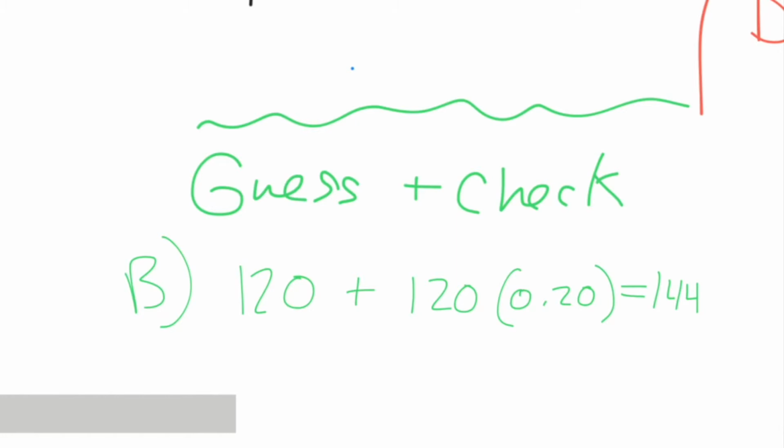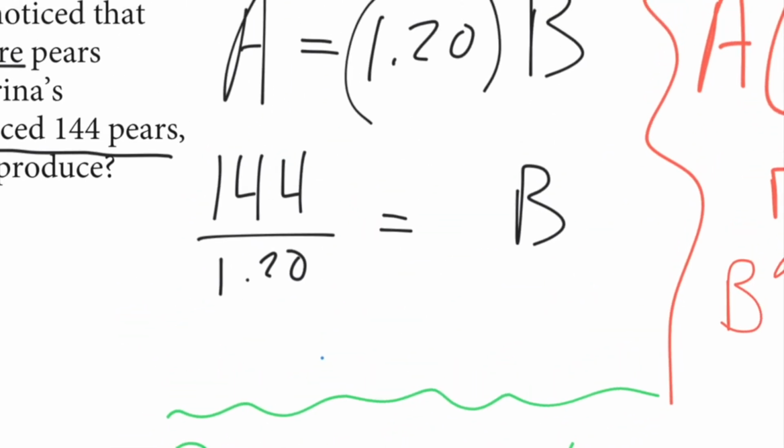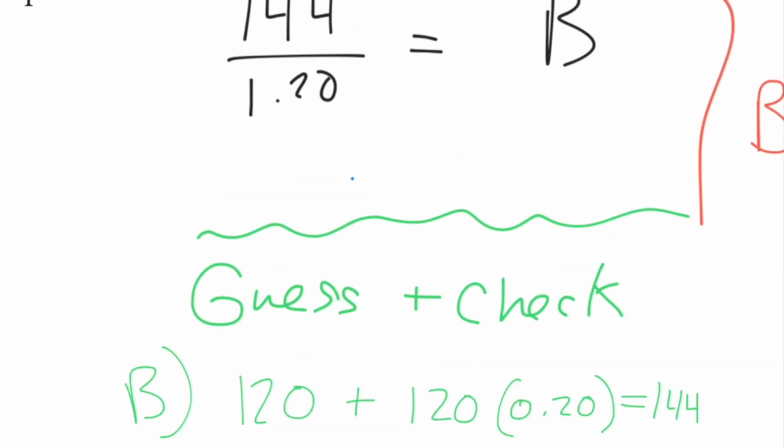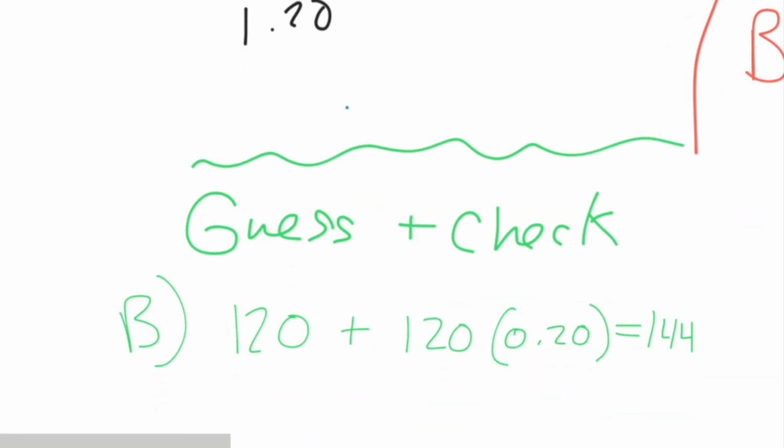And one last ditch effort, if you really don't know what you're doing, then you can just guess and check. You can plug in 120 plus 120 increased by 20%, and that will give you 144. Although I think this method is a lot faster, it gives you the answer directly, but you can guess and check to find the answer. It's also a good way to verify your answer once you know that it is correct if you've got extra time.